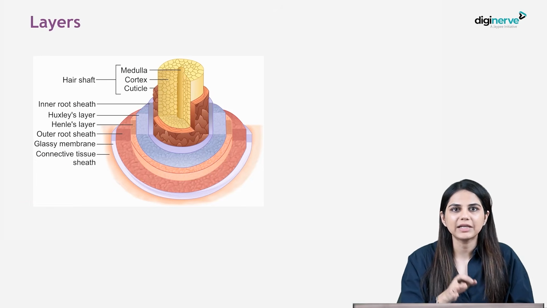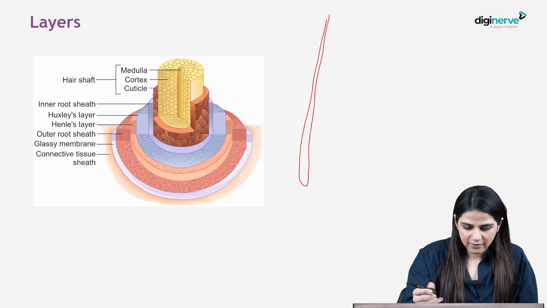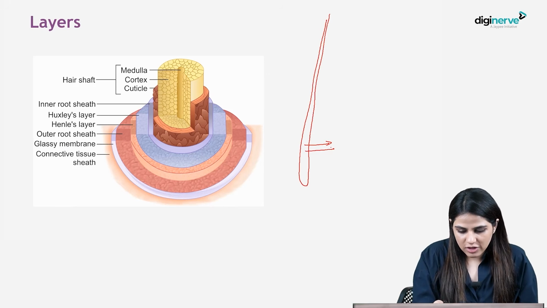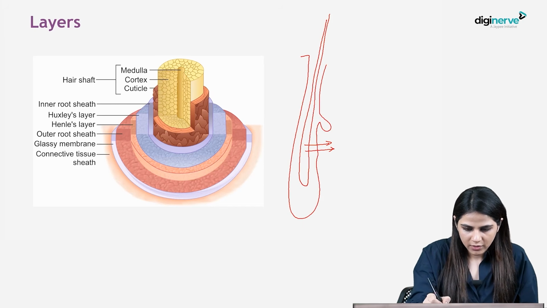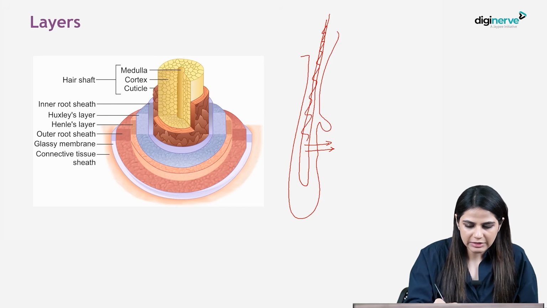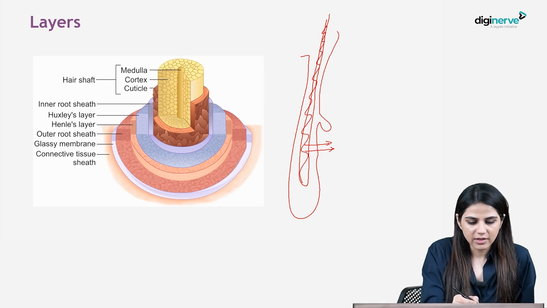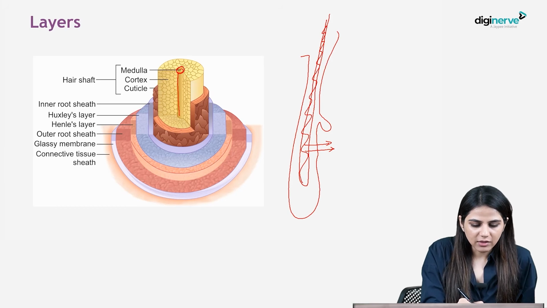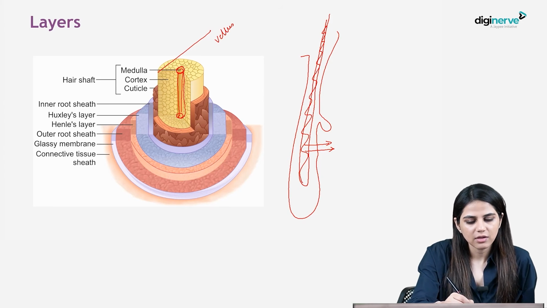Moving on to the layers of a hair. So this is the hair. This structure here, the outside region, is the follicle. So we are going to be studying the layers of the hair. From inside to outside, there is this empty cavity which is called the medulla, which we studied was absent in the vellus and lanugo hair.